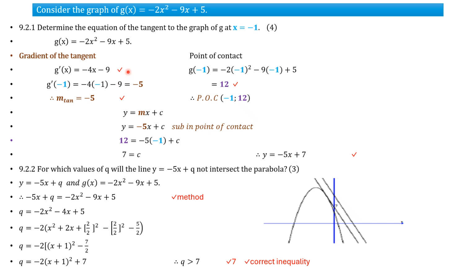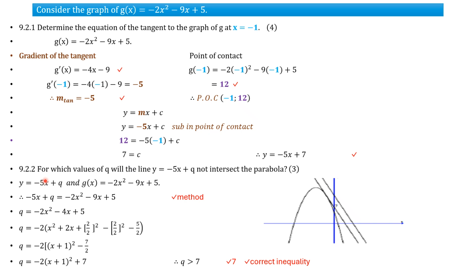So 1 mark for the first derivative, 1 mark for finding the tangent gradient, then 1 mark for the point of contact, and then 1 mark for the equation. So that is how they put those 4 marks together.